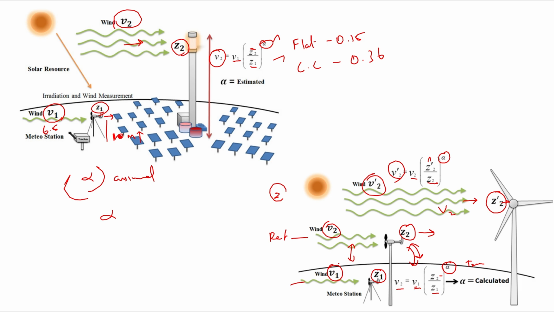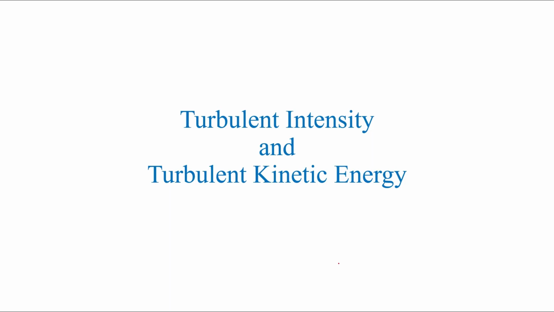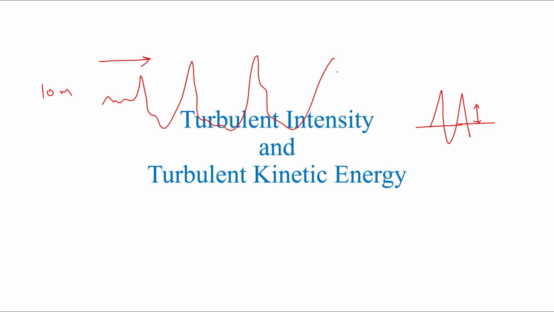Next is the turbulent intensity and turbulent kinetic energy. So turbulent intensity is how intense the flow fluctuates in the turbulent flow. Okay, so any time if you find the velocity, for example if you are recording the velocity for 10 minutes at a particular altitude, it will not be a straight line. Okay, it will keep on fluctuating here and there. So the turbulent intensity means how intense it is fluctuating.